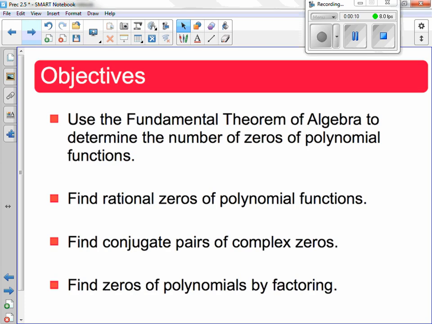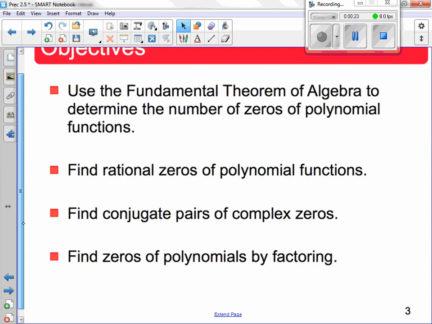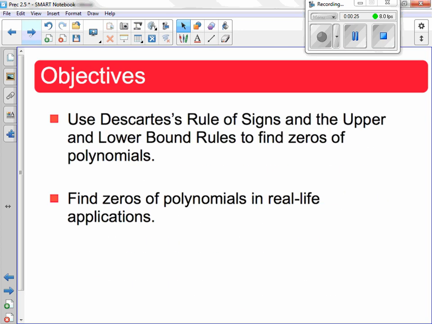Use the fundamental theorem of algebra to determine the number of zeros of a polynomial function. Find the rational zeros. Find the conjugate pairs of complex zeros. Find zeros of a polynomial function by factoring. And I think that's it, almost. Descartes' rule of signs. And find the zero of a polynomial function in real life.